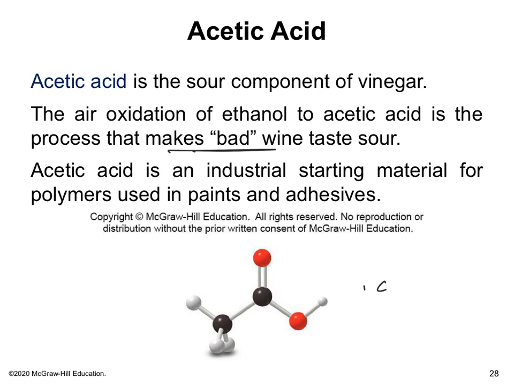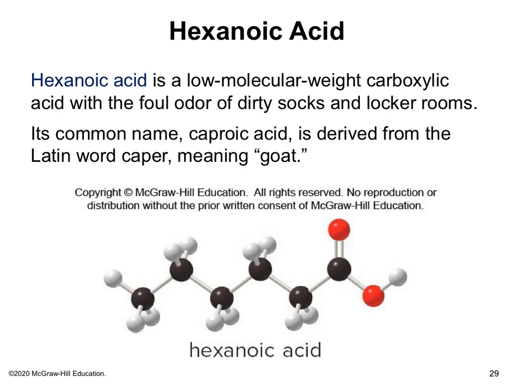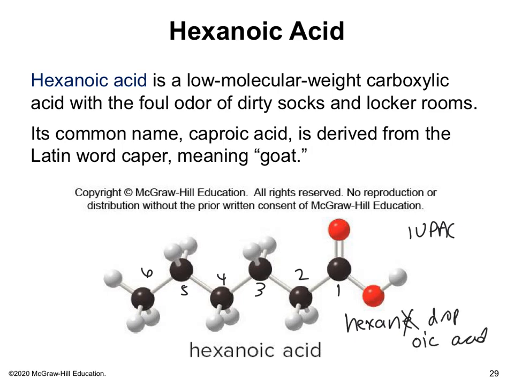And so this is a CH3. A lot of times you'll call this the acetyl, and so that's acetic acid. Hexanoic acid: now we're getting into more of the IUPAC names. This would be 1, 2, 3, 4, 5, 6, so that's hexane. You're going to drop the E and add oic acid, so this is hexanoic acid. You don't have to know any of these common names.